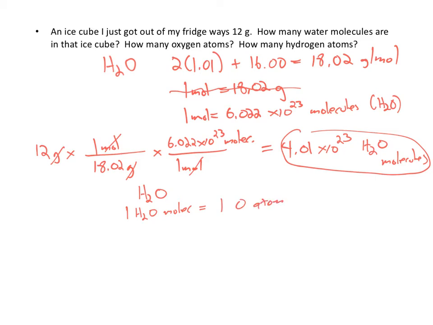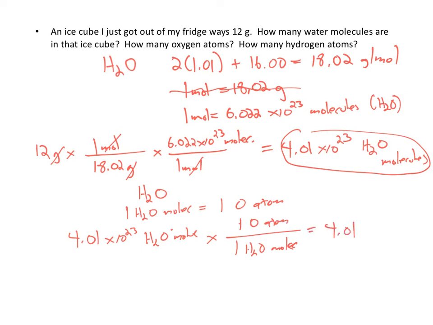So then I've got my 4.01 times 10 to the 23rd water molecules times one water molecule is going to give me one oxygen atom. So 1 times 1, I have 4.01 times 10 to the 23rd oxygen atoms.